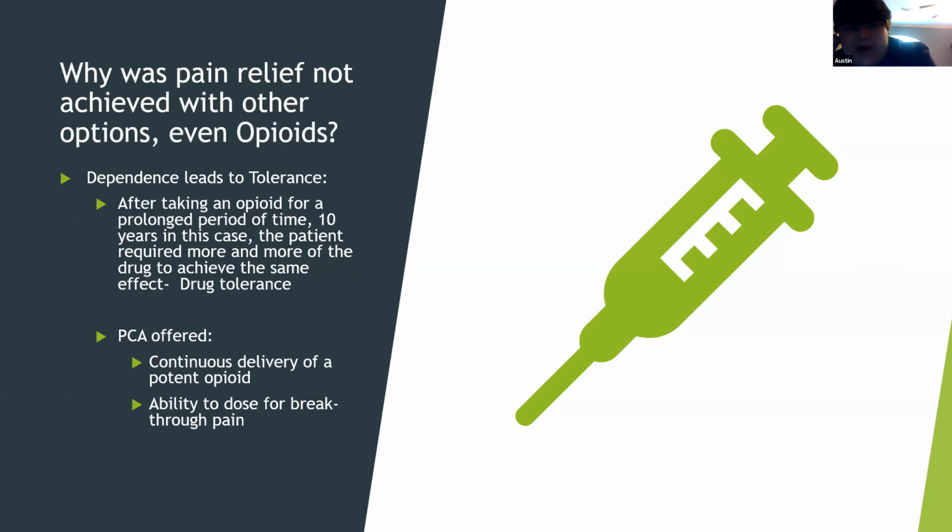So with a patient like this taking an opioid for a prolonged period of time, 10 years in this case, the patient required more and more of the drug to achieve the same effect. And this is a major risk of opioids, the tolerance and dependency that they can cause. But in this case, PCA offered a continuous delivery of potent opioid and the ability to dose for breakthrough pain. So it was effective in this case for this patient's pain relief.